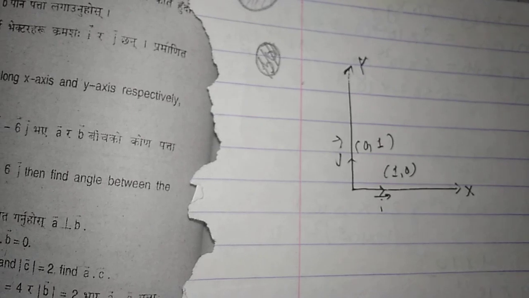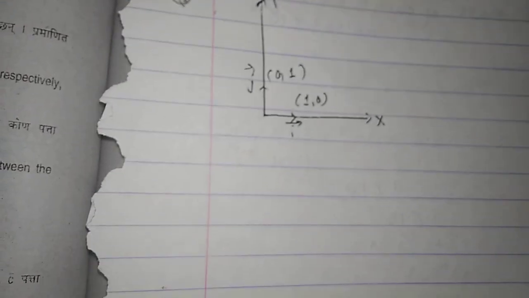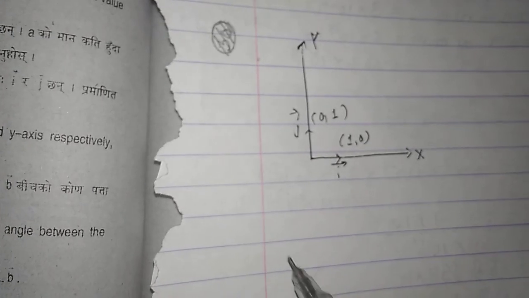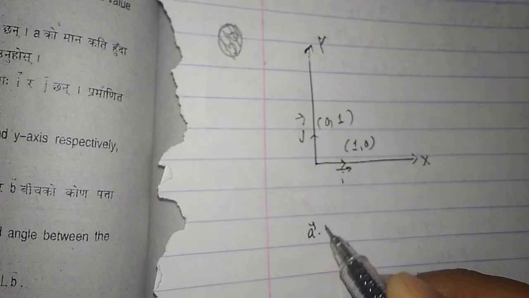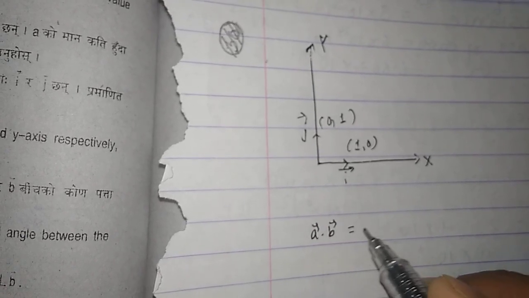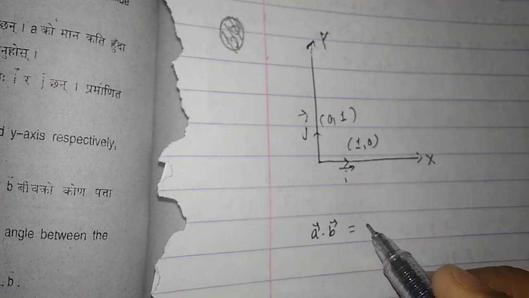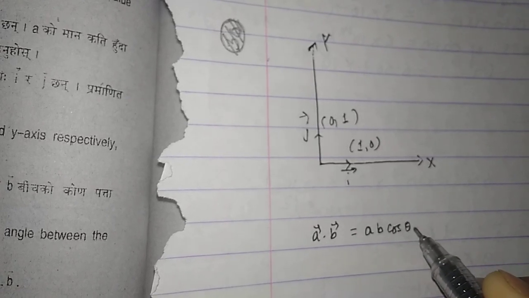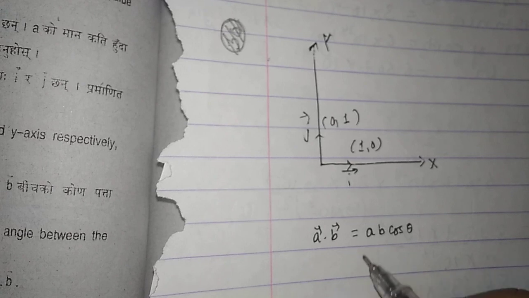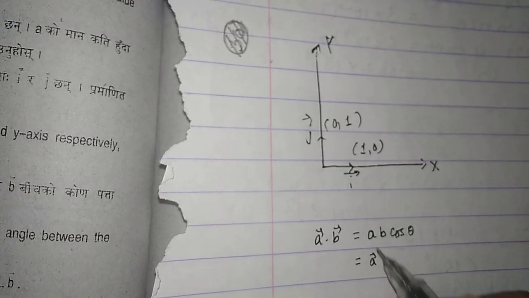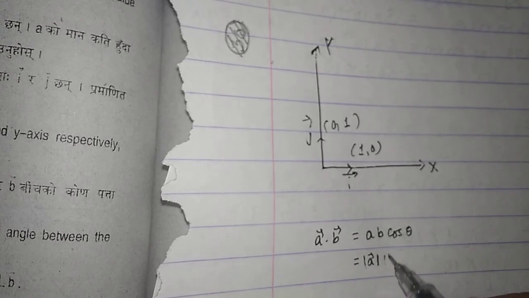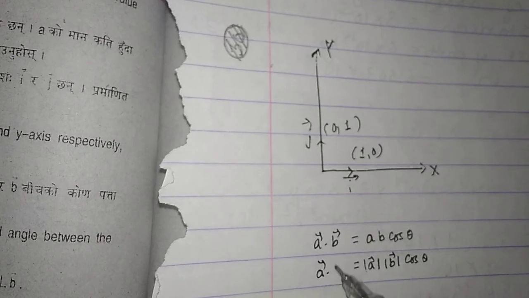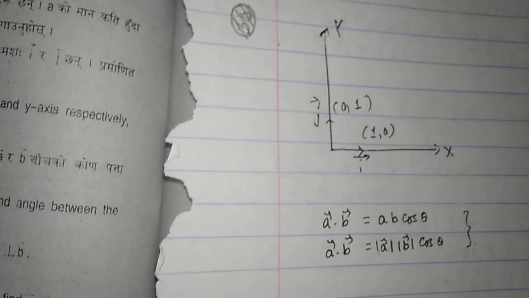Before you solve any question, you first have to understand the concept. If a and b are two different vectors, their scalar product is defined by a dot b, which is equal to the product of their magnitudes and the cosine of the angle between them, cos theta, where theta is the angle between them. The magnitude is the modulus of a and the modulus of b, times cos theta. Both mean the same thing. You should never forget this.